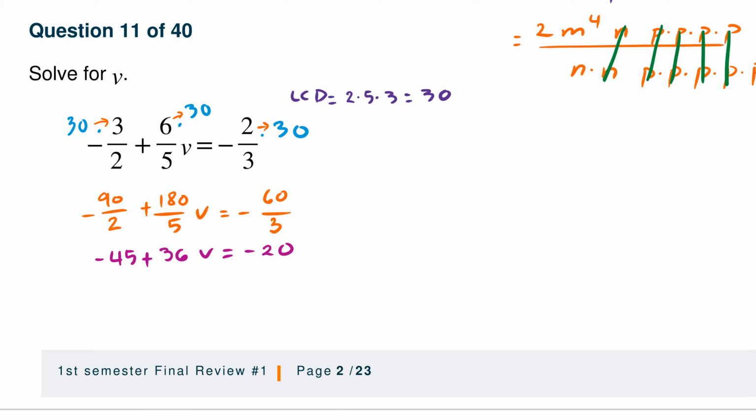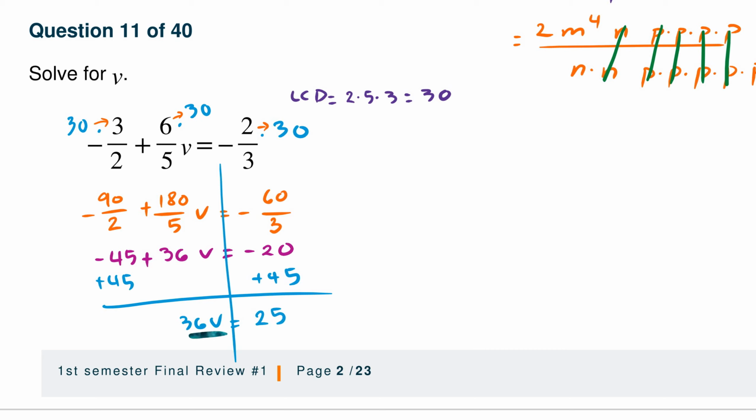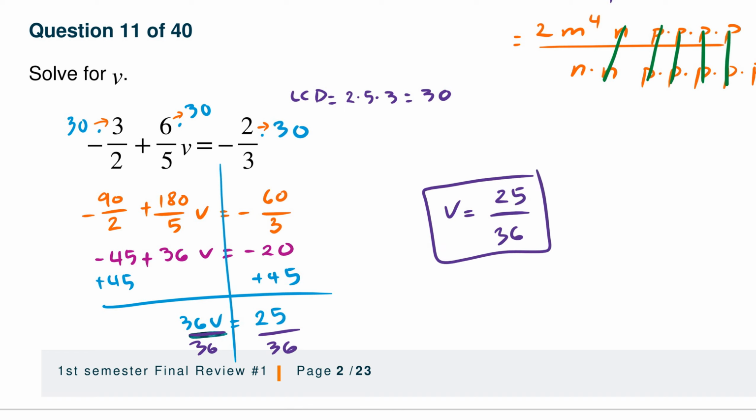So now we continue solving for v. We're going to add 45 on both sides. So 36v equals 25. Then we divide everyone by 36. v equals 25 over 36. That's it. Alright, let me check the answer real quick because it doesn't look like a good answer to me.